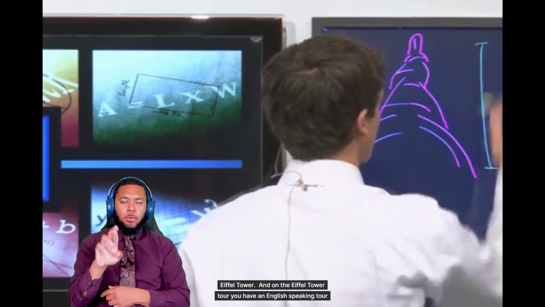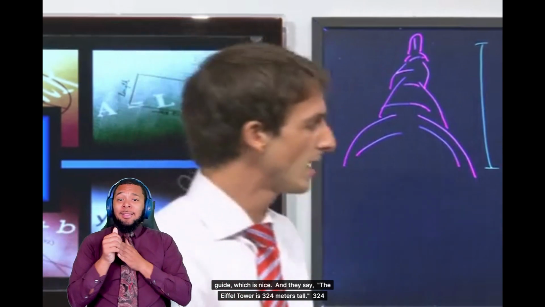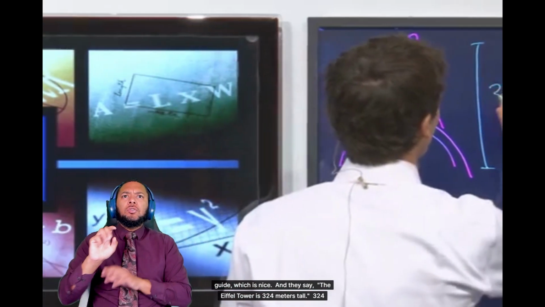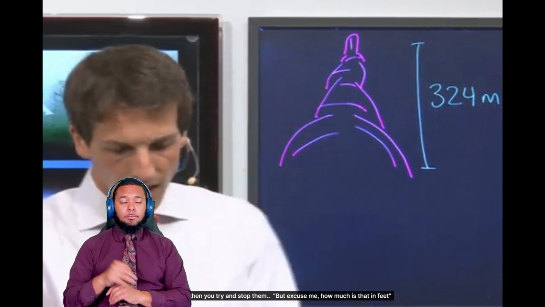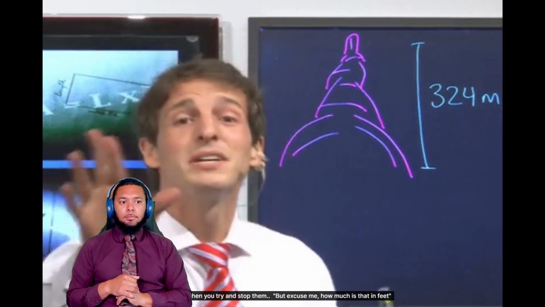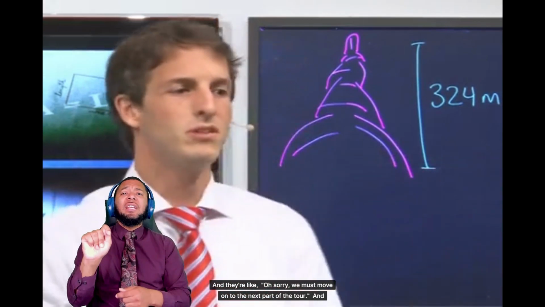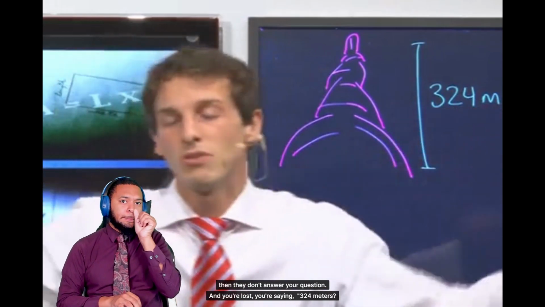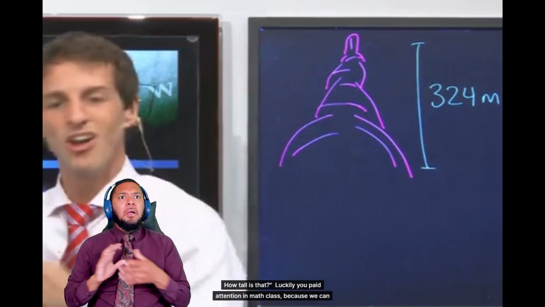On the Eiffel Tower tour, you have an English-speaking tour guide, which is nice, and they say the Eiffel Tower is 324 meters tall. 324 meters. And then you try to stop them. Excuse me, how much is that in feet? And they're like, oh, sorry, we must move on to the next part of the tour. They don't answer your question and you're lost. You're saying 324 meters. How tall is that?